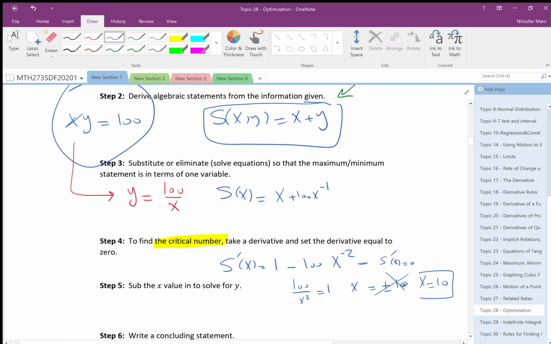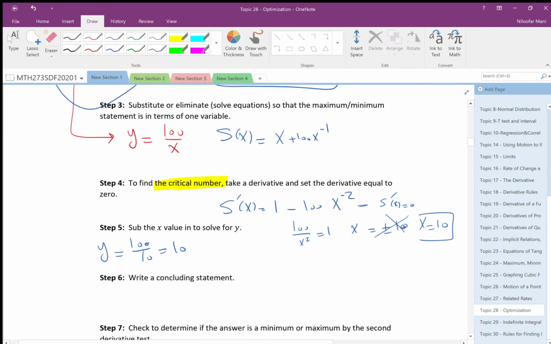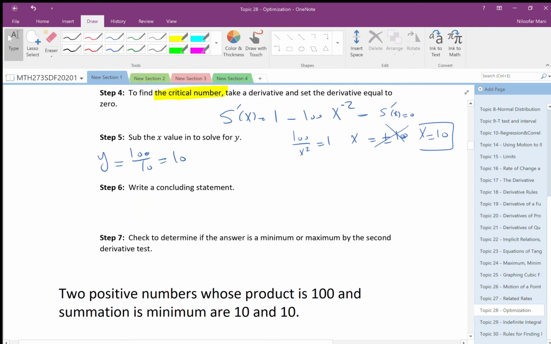What is y? I do y equals 100 divided by 10, so the answer is 10. So I found two numbers. Two positive numbers whose product is 100 and whose summation is minimum are 10 and 10. Both of them should be equal.